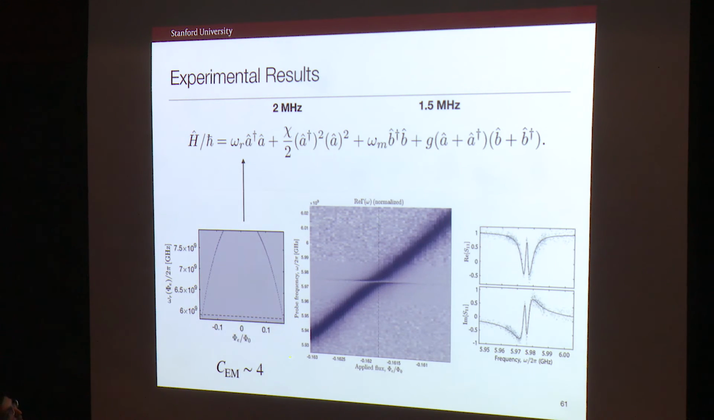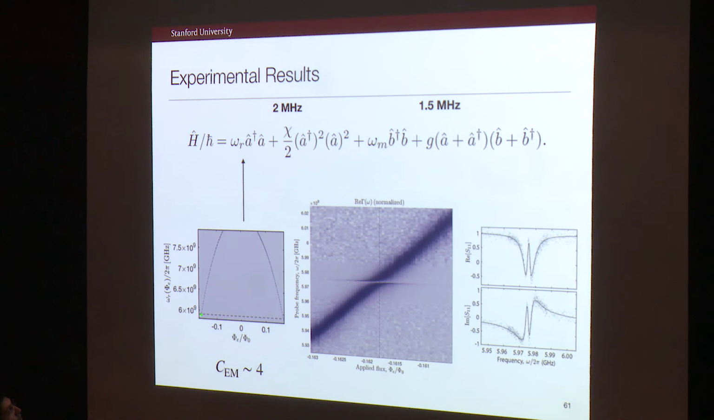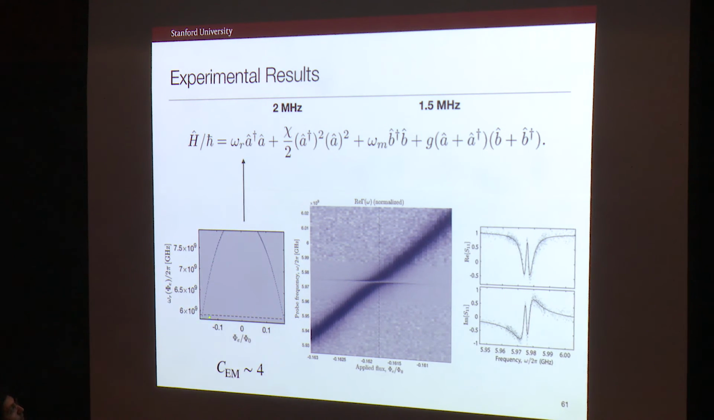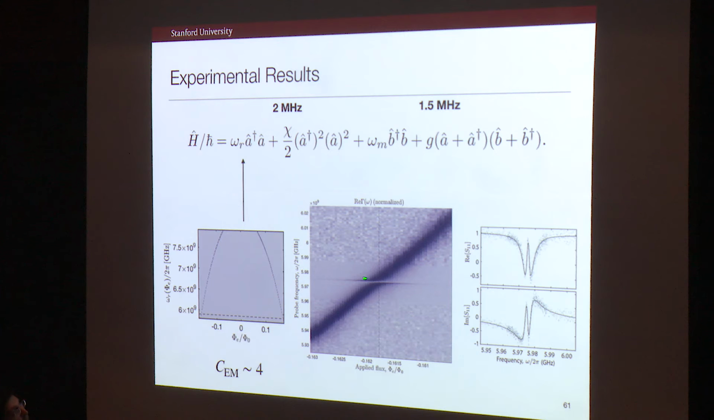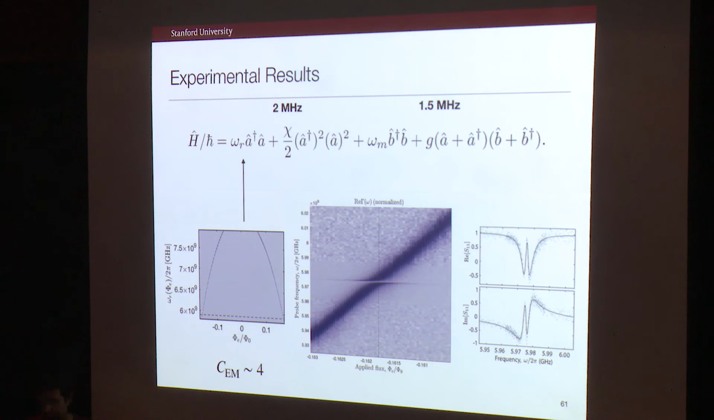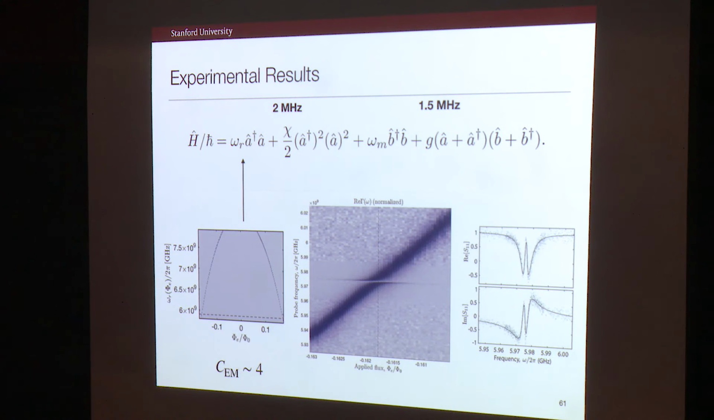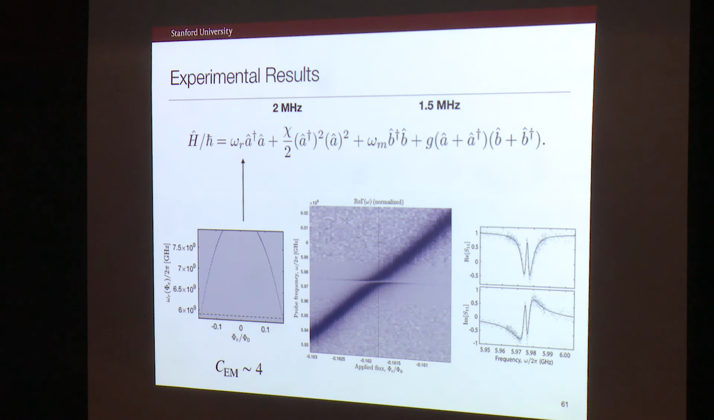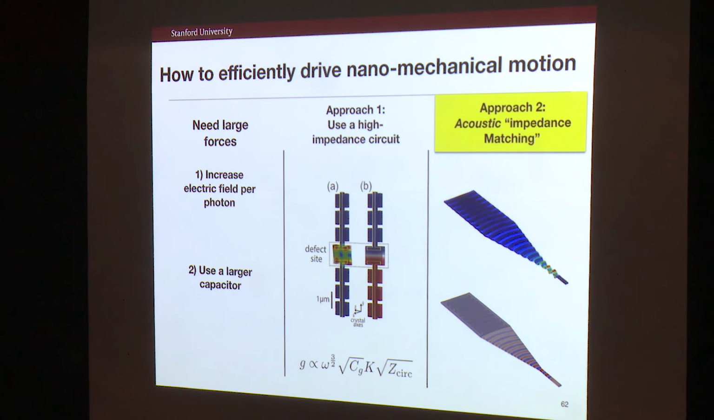We can tune that LC resonator's frequency over a very large range, from around 8 gigahertz down to below 6 gigahertz, and we observe an anti-crossing with our mechanical mode, which tells us that we have a cooperativity of 4, which means that when they're resonant, an excitation in that mechanical resonator is much more likely to leak out as a microwave photon than any other channel. Okay, so that's the first approach, using high impedance circuits.